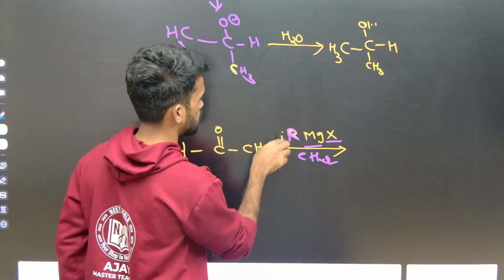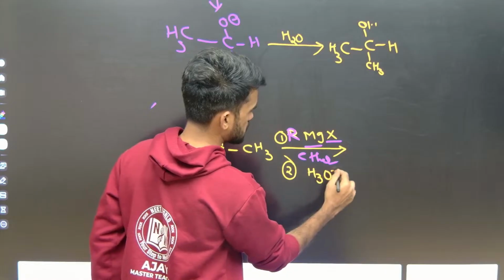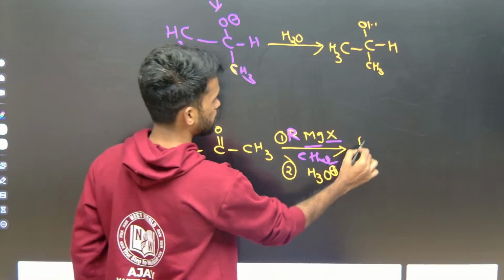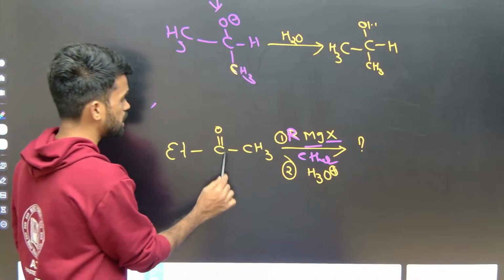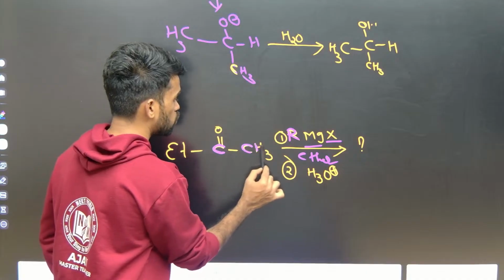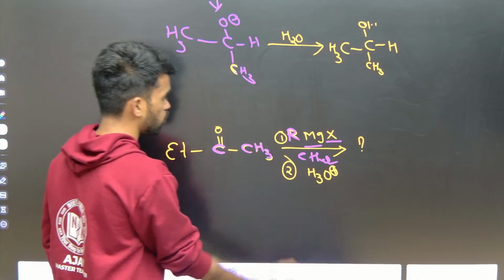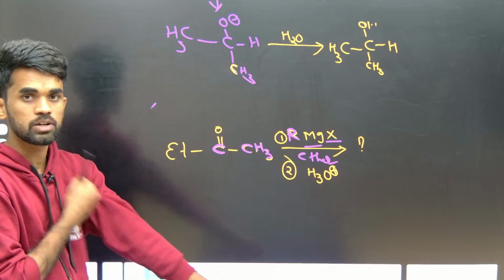Okay, this is the first step. Second step, H3O plus, acid hydrolysis. What will be the product formed here? So tell me what happens. See, this is a ketone. What is the functional group here? Ketone. You must know what the functional groups are. That's why I am suggesting you watch the previous IUPAC nomenclature video. There we have discussed functional groups also.